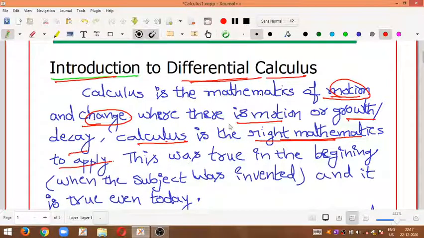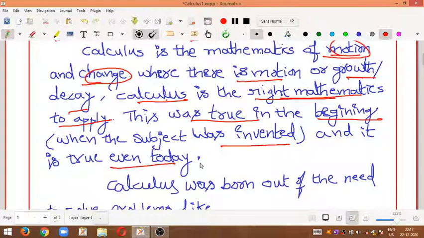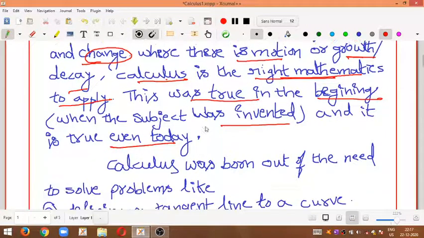Okay, so that's why this chapter is most important. This was true in the beginning, even when the subject was invented, and it is true even today. So this is a brief introduction.